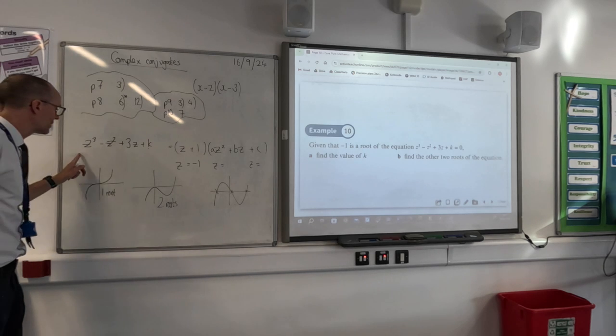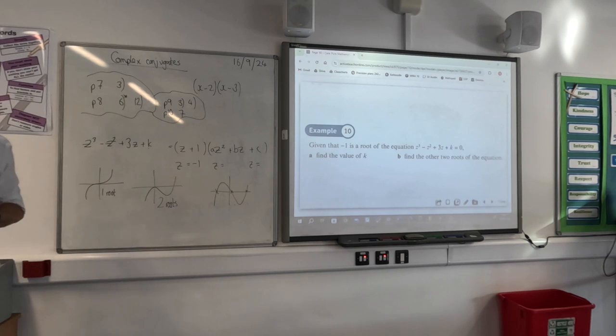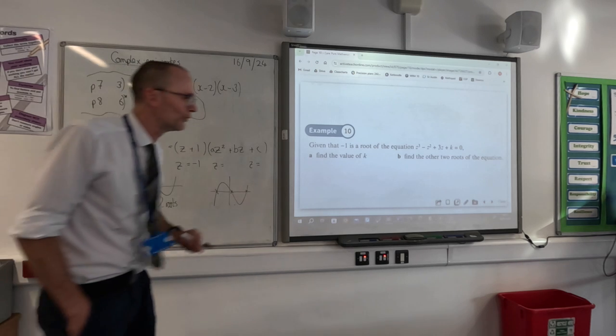One of the answers to the question, when does this equal 0, is minus 1. What can I do? Just plug in minus 1. If I plug minus 1 in, I know that the answer will have to be 0, and that will allow me to work out k. Go on, do that bit for me first.